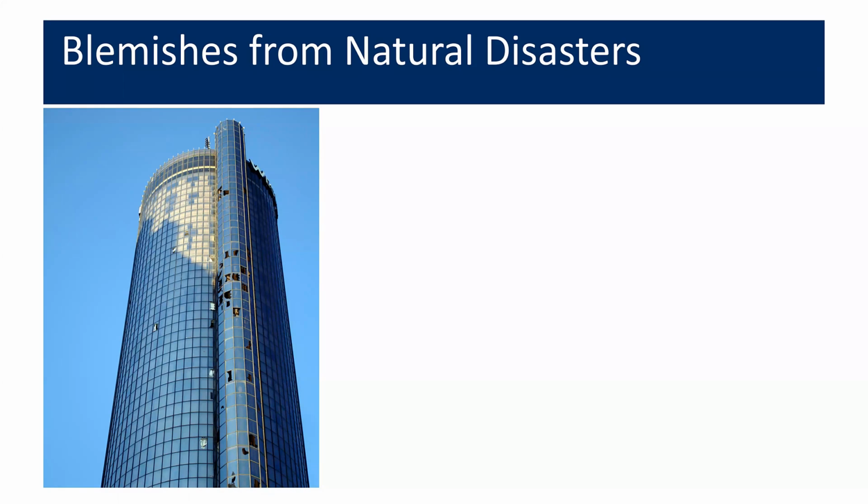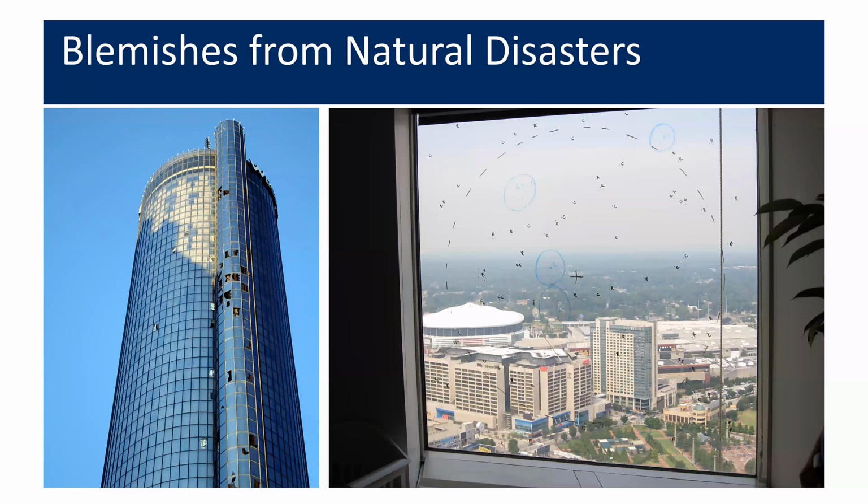Here you can see a building that sustained a lot of damage to the exterior facade as a result of the 2008 tornadoes that ripped through downtown Atlanta. Here's another view looking out from a building that we were involved with, showing the large number of surface blemishes that have been highlighted in dry erase markers. So you can see how prolific the damage can be too, depending on the winds and the amount of debris in the wind stream.